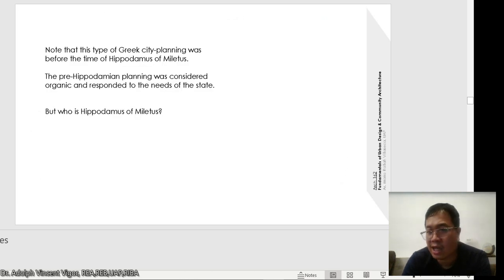So note that this type of Greek city planning was before the time of Hippodamus of Miletus. So the pre-Hippodamian planning was considered organic and responded to the needs of the state. Okay, but the question is who is Hippodamus of Miletus? So when you say that it's organic, it's something that gradually grows over time. So it's less formal.